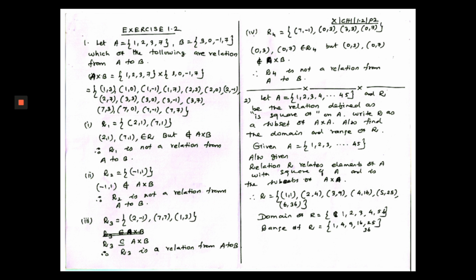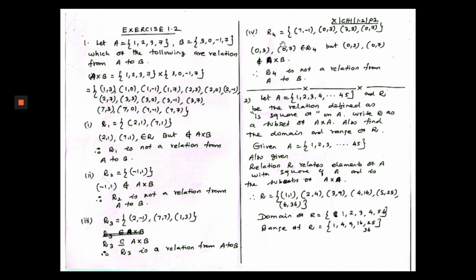R3 = {(2, -1), (7, 7), (1, 3)}. (2, 1) is in... yes, (2, -1) is there. (7, 7), yes, (7, 7) is there in A cross B. (1, 3) is an element of R3, yes. So every element in R3 is an element of A cross B. Therefore R3 is a relation from A to B.